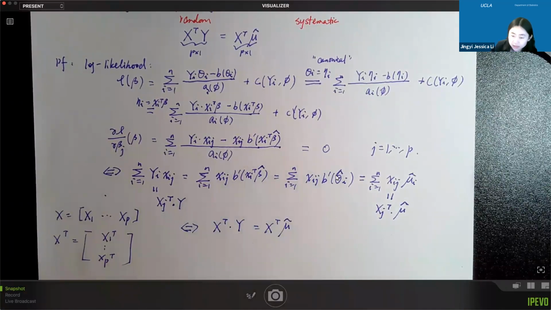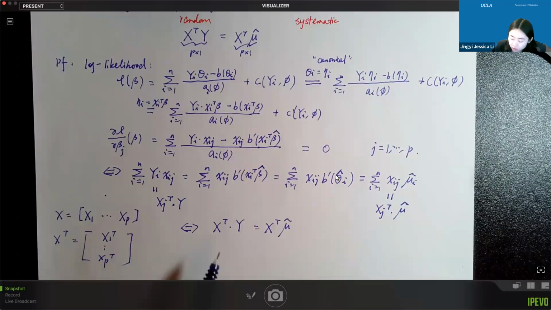And this has a name, right? This is a very important result. I think this is called the normal equation. So for an exponential family GLM with canonical link function, we always have this. And we used to know that this holds for the linear model, right? When we do least squares for a linear model, we have this property. But now we know that for a broader class of models, GLM, as long as you use an exponential family for the random structure and the canonical link function for the systematic structure, you still have this property.